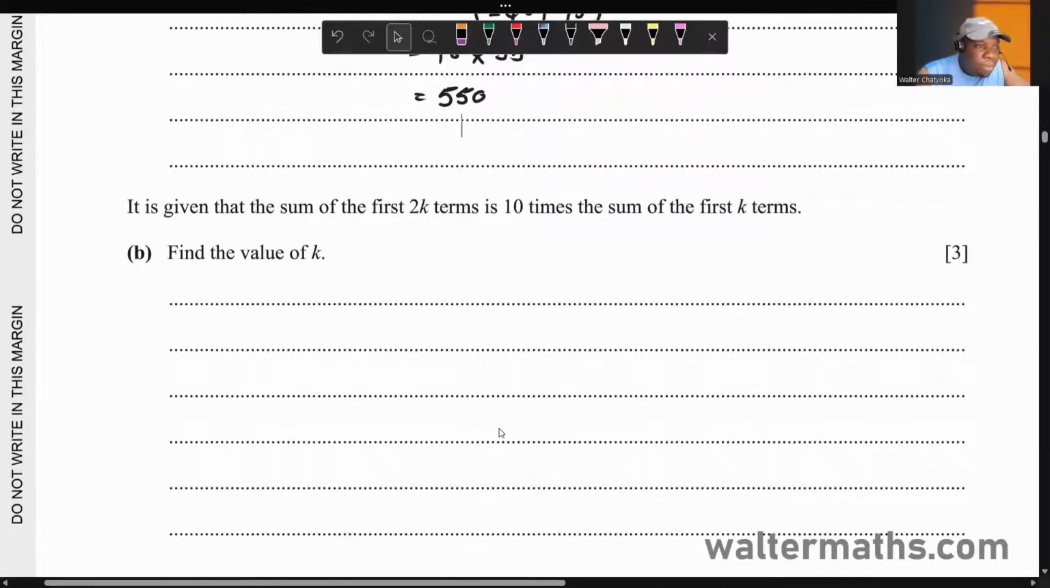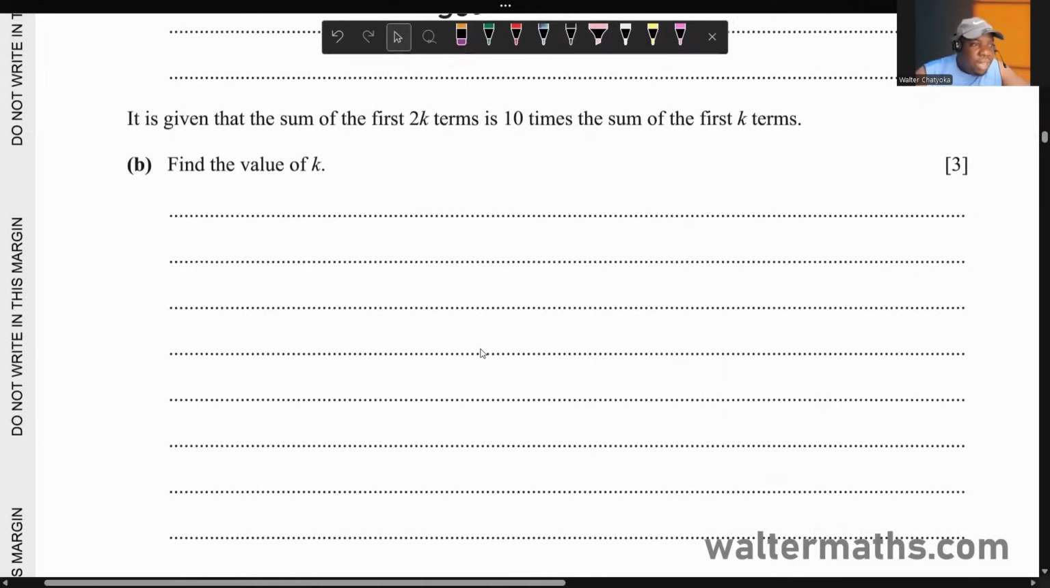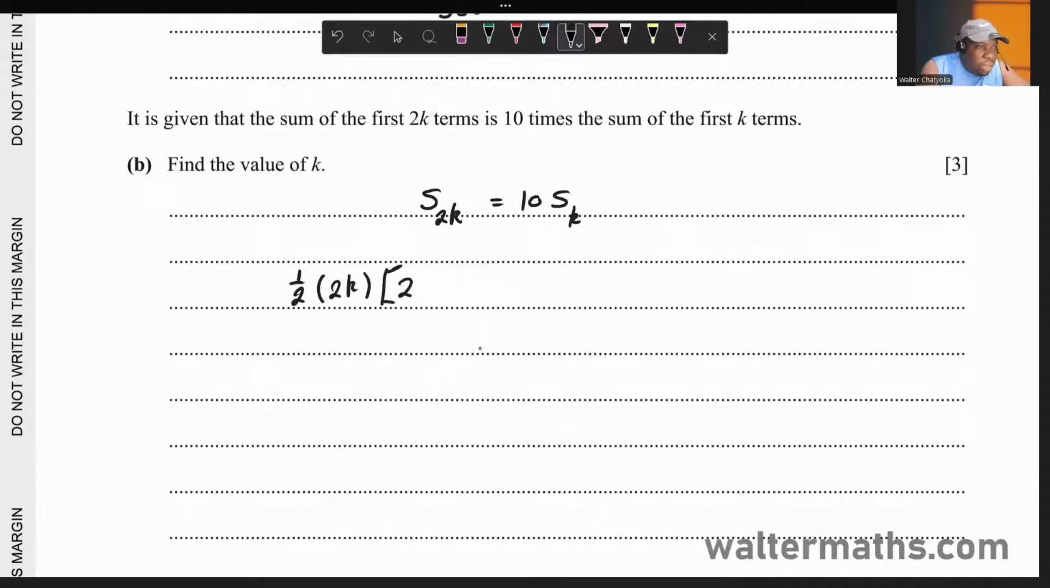It is given that the sum of the first 2k terms is 10 times the sum of the first k terms. So find the value of k. So they are saying here the sum of the first 2k terms is 10 times the sum of the first k terms. Now for the sum of the first 2k terms, that's half of 2k of 2a, a is -20, remember, plus (n - 1) times d. d is 5. We got that information from above. So we'll be having 5(2k - 1) here.